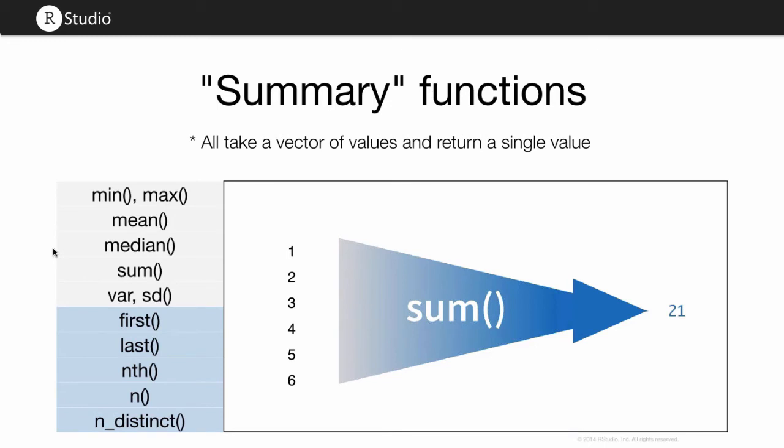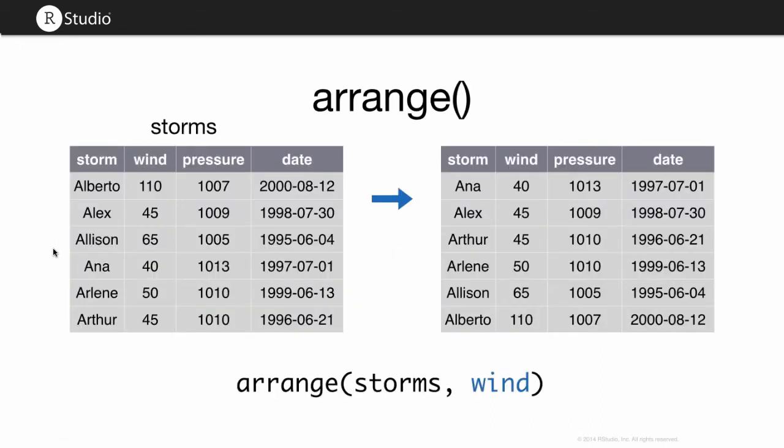Unlike the window functions used with mutate, these functions actually all take a vector or a group of numbers and return a single number. So you could think of them as summarizing functions or summary functions. And when you use summarize, you'll want to use these summarizing functions to build your summary statistics.